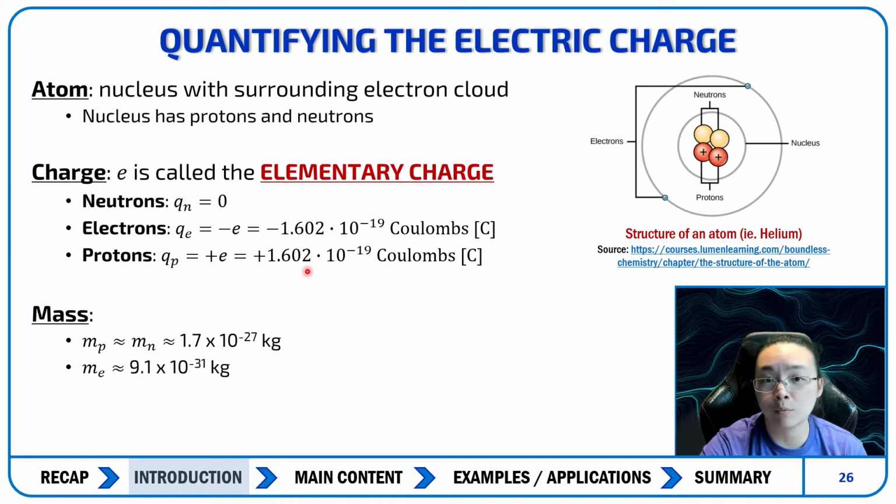So instead of saying 1.6 times 10 to the negative 19 coulombs, we call this e, the magnitude, and e is called the elementary charge. So for neutrons, we have a charge of 0, but for electrons and protons, we have a charge of negative e and positive e, respectively. Here are also the values of the mass for protons and neutrons, the same, and electrons being this. These are not values that you have to memorize, just to understand.